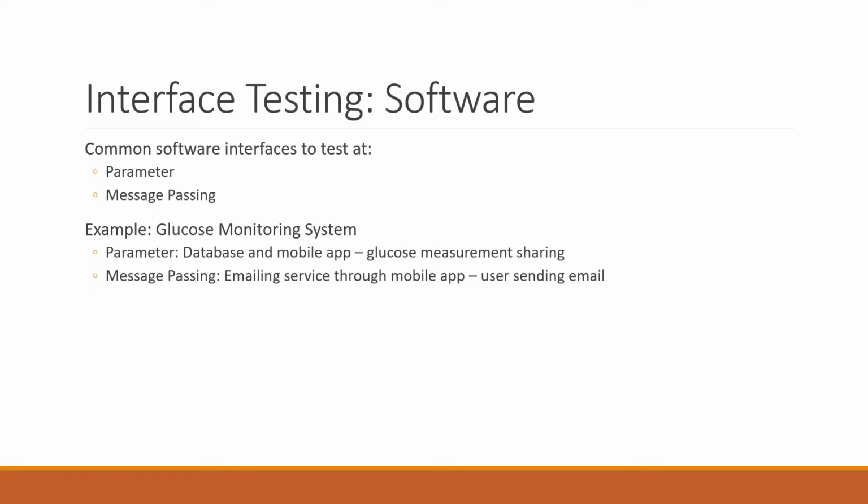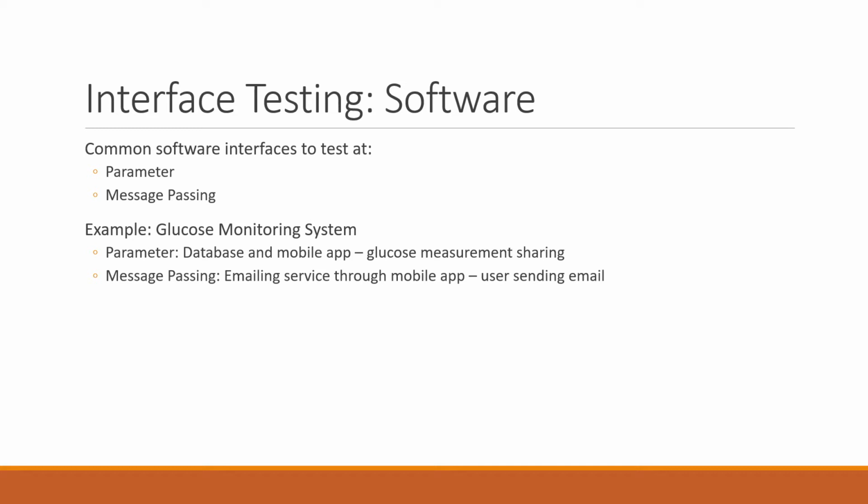The second type of interface testing is software interface testing. This type of testing has some common types of interfaces to test at, including parameter interface, where calling and called elements agree on parameter protocol, and message passing interface, where calling and called elements agree on the nature of the message. An example that includes these two software interface tests is our own project, the glucose monitoring system.